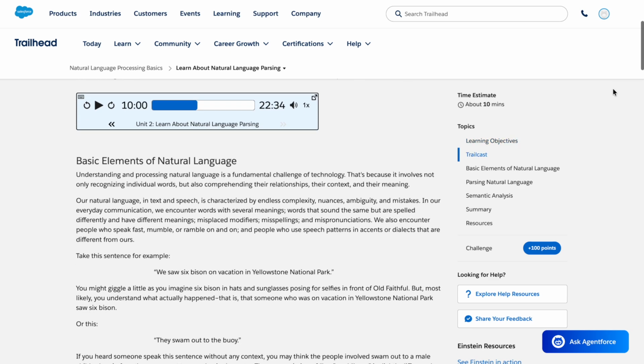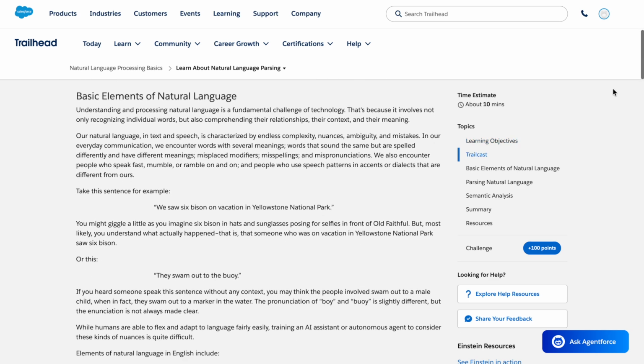Basic elements of natural language. Understanding and processing natural language is a fundamental challenge of technology. That's because it involves not only recognizing individual words, but also comprehending their relationships, their context, and their meaning. Our natural language in text and speech is characterized by endless complexity, nuances, ambiguity, and mistakes.